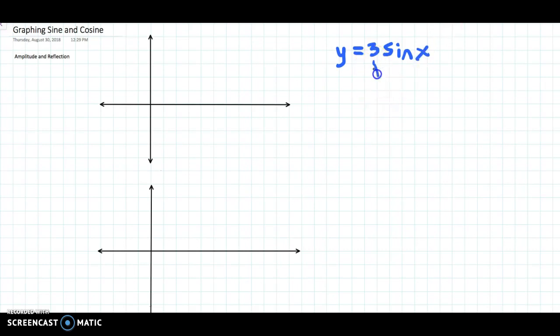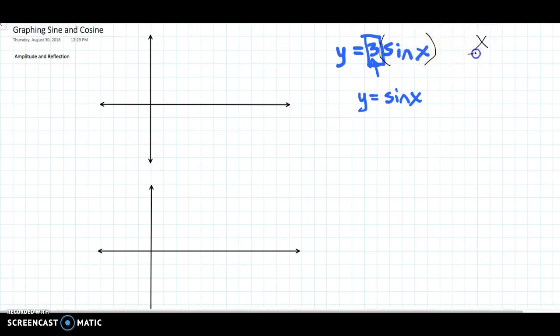This 3 right here, this is new. This was not anything that we had in our graph before. We just graphed y equals sine of x in the last video. So what does the 3 do to the graph? That's the question. Well, what the 3 does is it multiplies whatever sine of the input is.